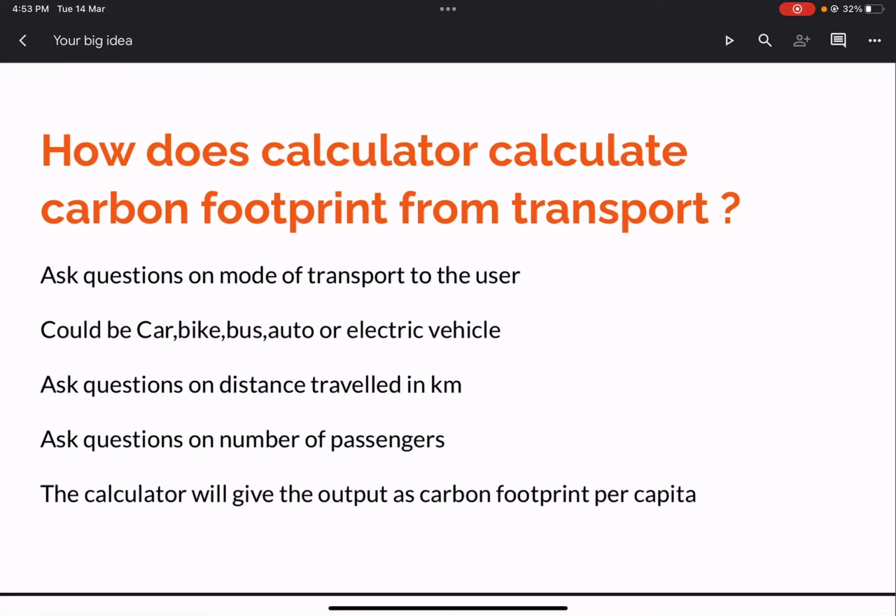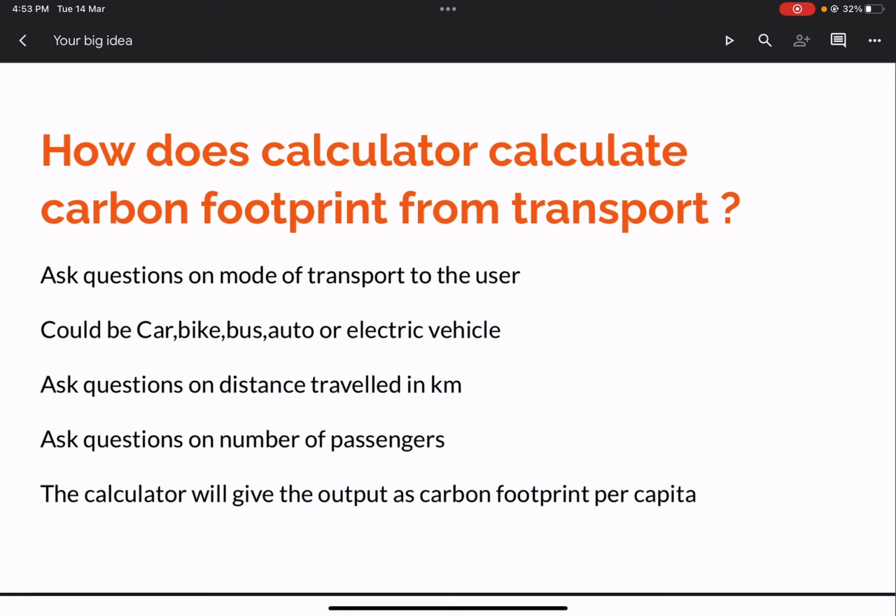Welcome back to this course on carbon footprint calculator. We need to understand in more detail how the calculator calculates the carbon footprint from the transport.